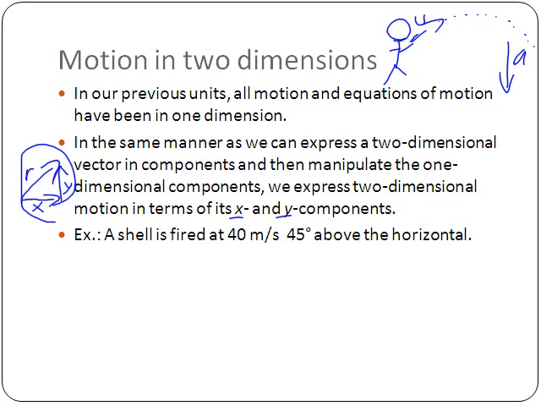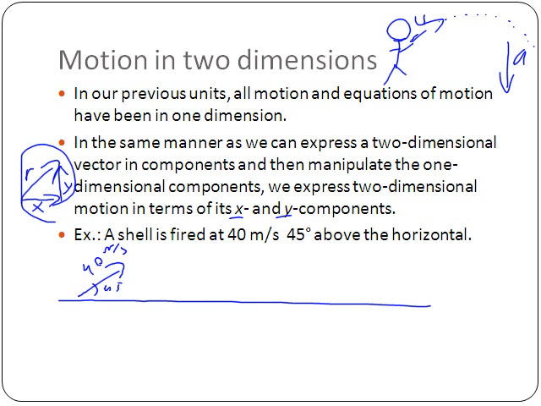So let's have an example: a shell is fired at 40 meters per second at 45 degrees above the horizontal. And so what we have here is a level plane that goes across here. And for this level plane we have a shell which is fired at an angle of 45 degrees and with a speed of 40 meters per second. So that's what we set up here.